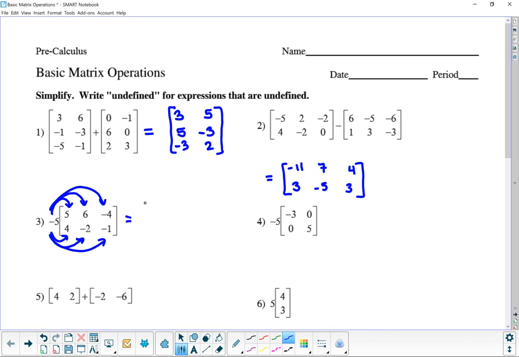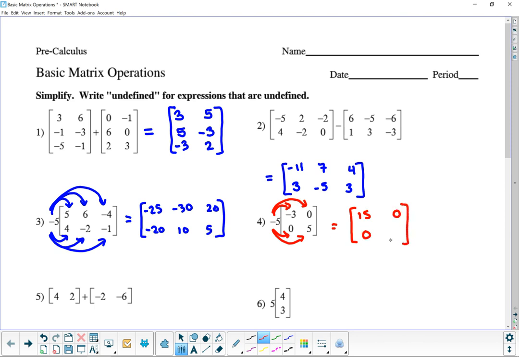Okay, so this is going to equal negative 25, negative 30, positive 20. That's the end of that first row. Negative 20, 10, 5. Okay. Number 4, same idea. I'm going to put this in blue or red. So negative 5 into each of those. This is scalar multiplication. This is going to equal 15. Negative 5 times 0 is 0. Negative 5 times 0 is 0. Negative 5 times 5 is negative 25.